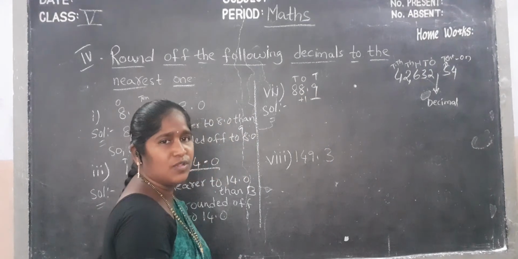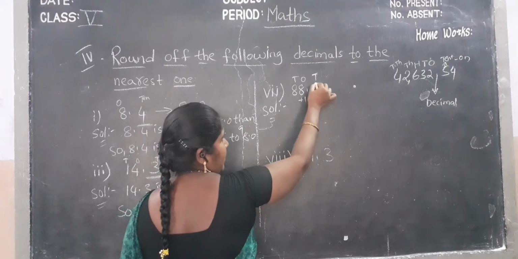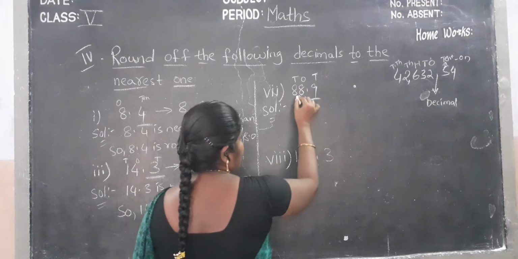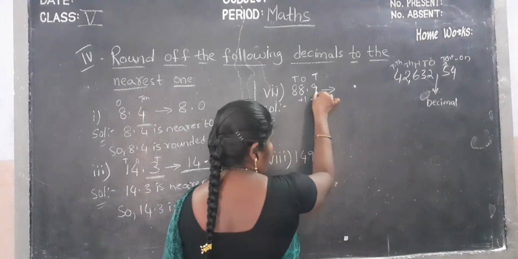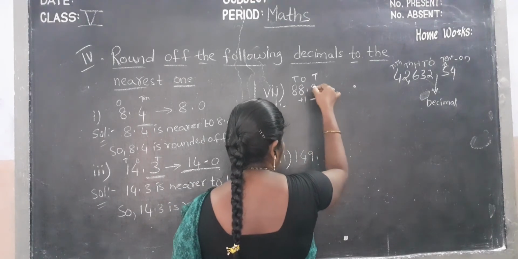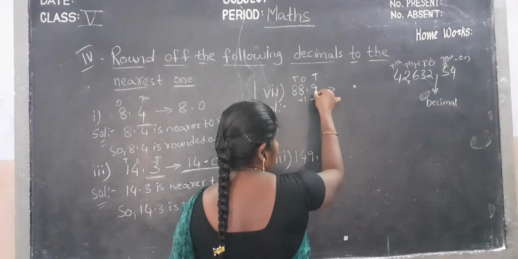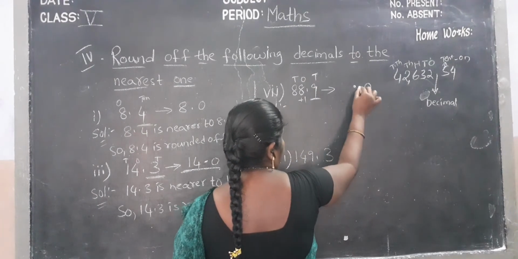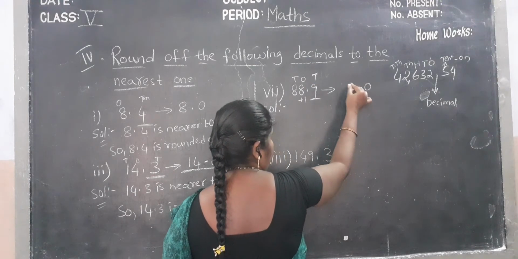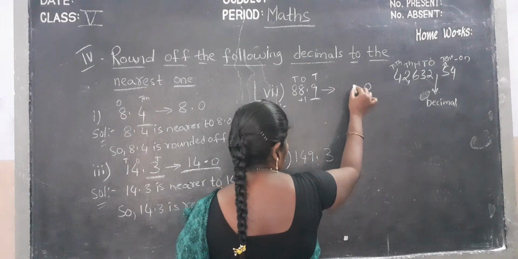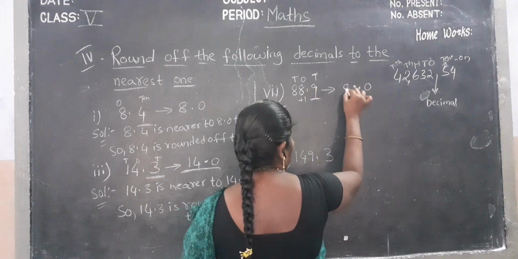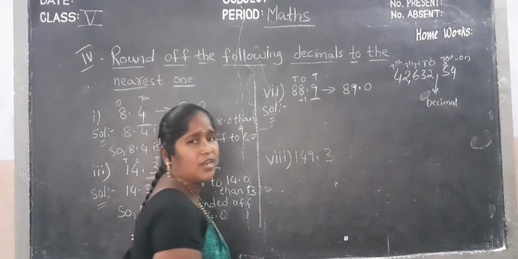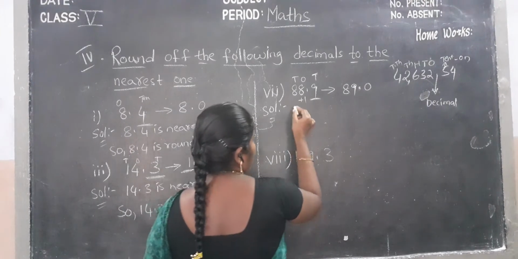Add 1 to the ones place, and here keep that one as 0. See children, how to write? The rule number 2 is: after the decimal point, if the digit is greater than 5, we should keep 0, and before the point 9. So after the decimal point keep all the digits 0. So what is the answer, children?